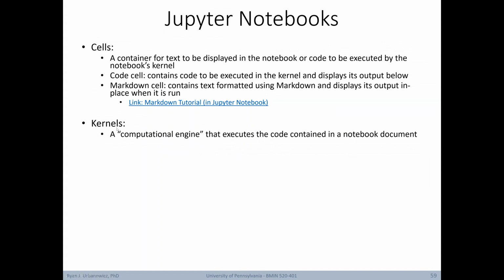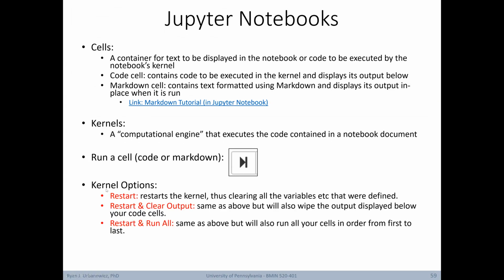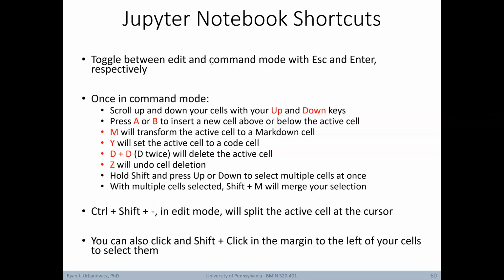Kernels, I mentioned before, this is the computational engine that executes the code contained in the notebook document. To run a cell using a kernel, you just click this button in Jupyter Notebook. Also, you can go into the options for kernel, and you'll have these options of restart, restart and clear output, and restart and run all. Also, here's some information about Jupyter Notebook shortcuts that you can use that are great to know. So as you use it for homework assignments or in general, if you don't already know these tricks, this is some really helpful information.